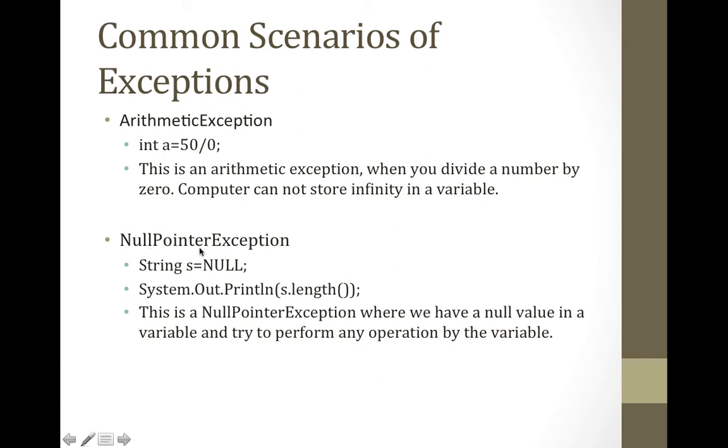The other type of exception was the null pointer exception. For example, you've got a string variable and store null in it. Now you're trying to print the length of this string variable. Whatever string you have stored in S, you're trying to print the length of that string. This will generate a null pointer exception because you have a null value in a variable and you're trying to perform an operation on that variable.